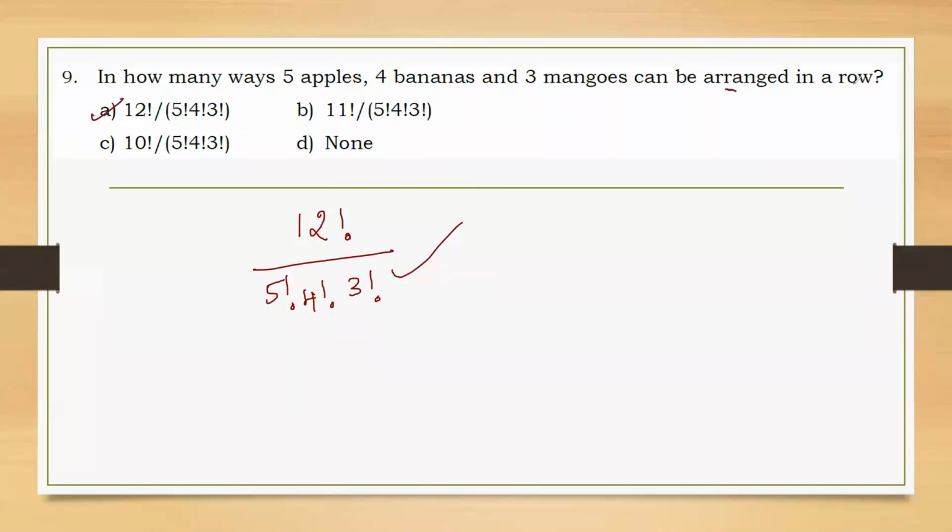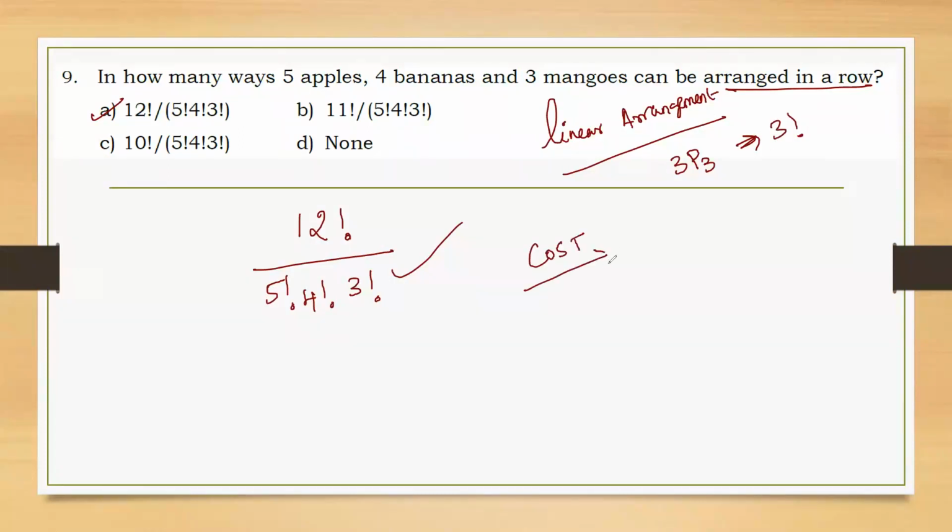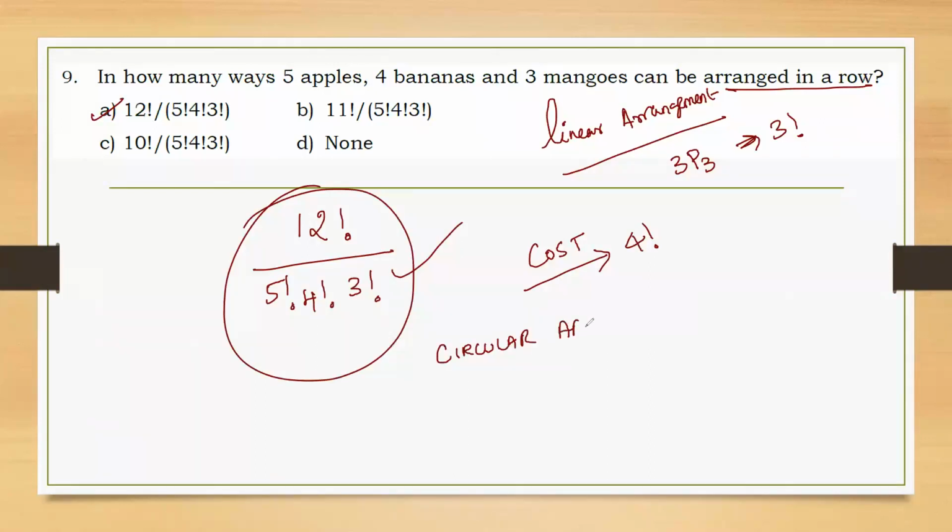We are finding the arrangement in a row, which is nothing but a linear arrangement. We have learned only the linear arrangement. Three people, 3 chairs, 3 factorial, right? nPn, 3 factorial. To arrange 4, 4 factorial. If it is a circular arrangement, for example a dining table, a loop.